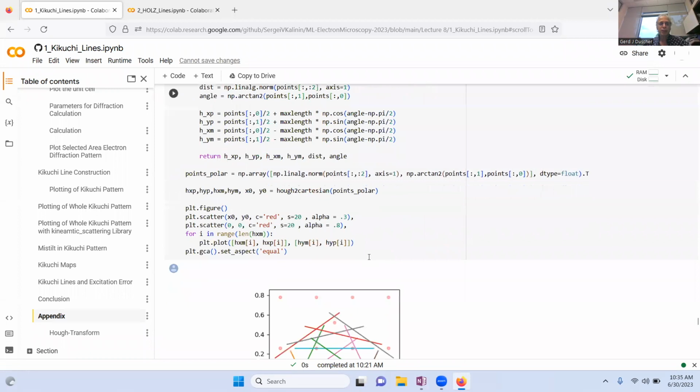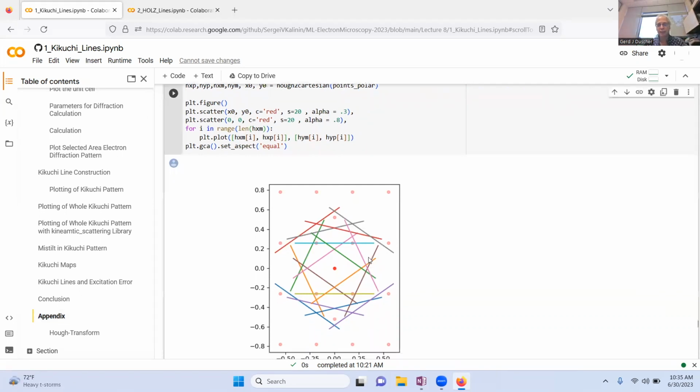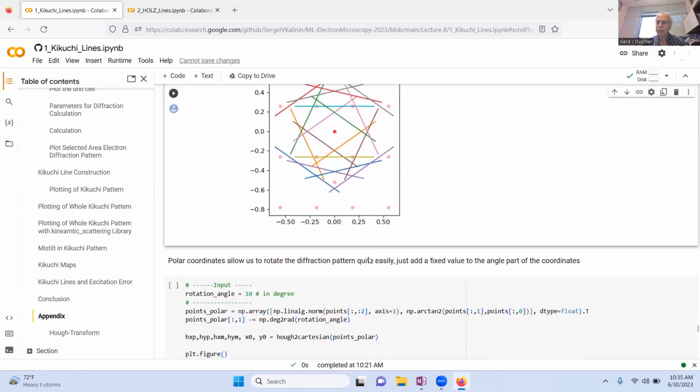And if we just plot our Kikuchi lines, we are done already. We don't need to do anything extra. So there is no difference between kinematic diffraction, Waltz lines, and diffraction lines. Whatever I did, I just plotted it differently.